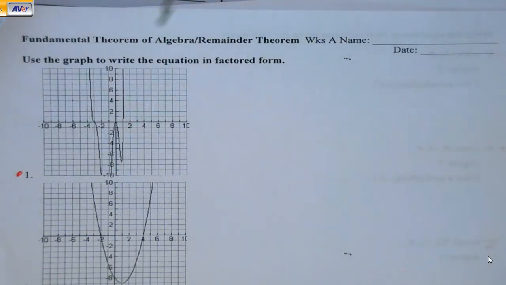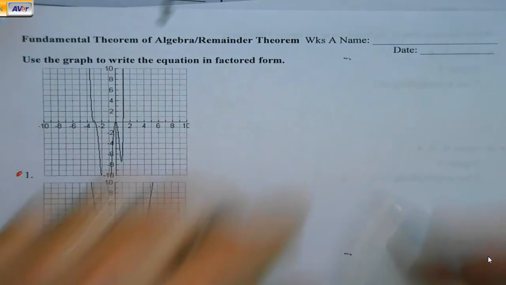We're going to take a second look today at the fundamental theorem of algebra and the remainder theorem. But we are going to throw one small new thing into the fray today, and that is, I'm going to give you a graph. We're going to use the graph to write the equation in factored form. Now, we did a version of this yesterday where I gave you the zeros. Today, we're going to find the zeros.